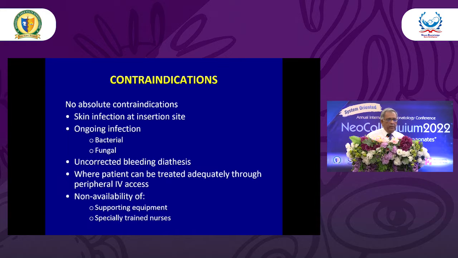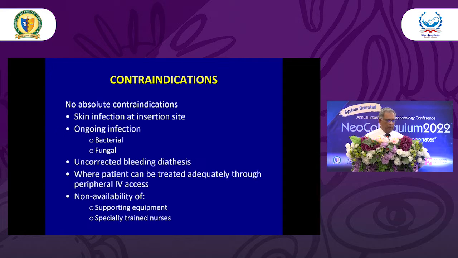Uncorrected bleeding diathesis, again, is not an absolute contraindication, it's a relative contraindication. In minor bleeding diathesis, you can put up a peripheral long line, but only if it's absolutely necessary. And if you have a peripheral IV access that you can use for management of the newborn, you may not put up a long line.